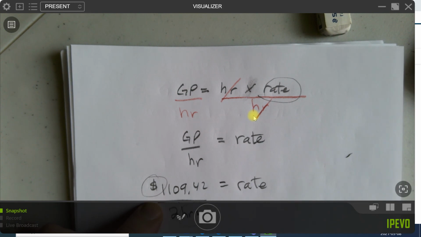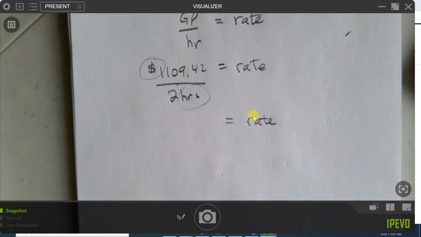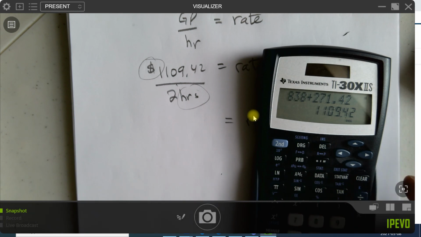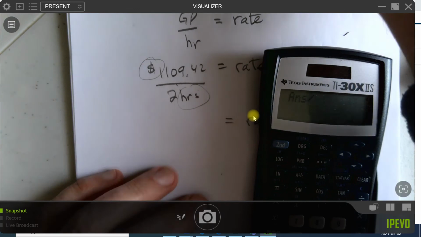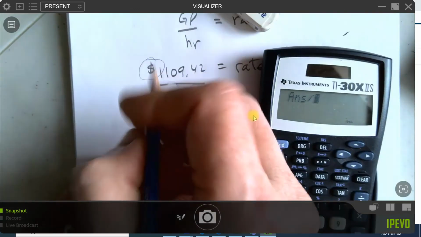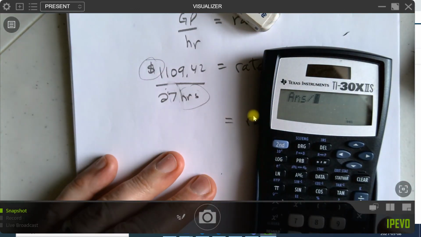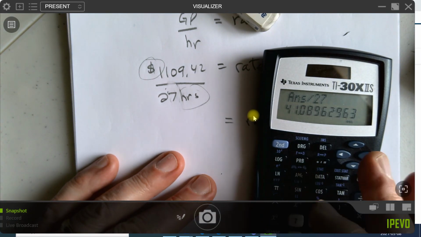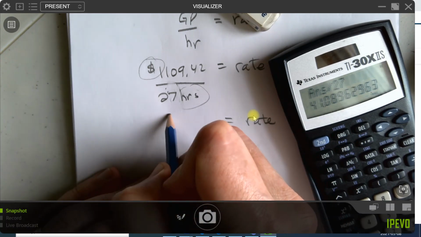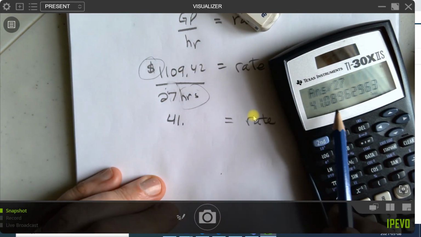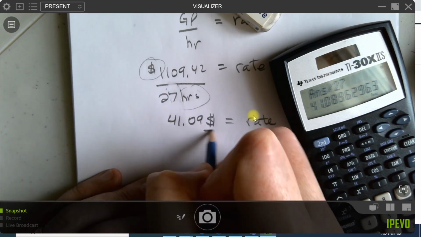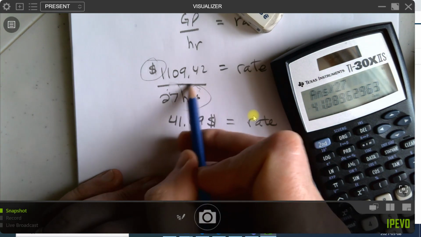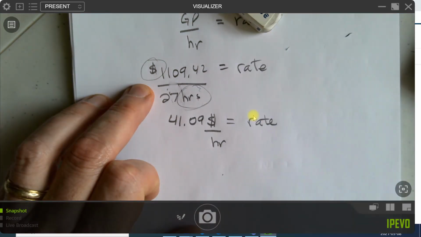So what is our rate of pay equal to? Well, it would be 1,109.42 divided by, sorry, it was 27 hours. Divided by 27 gives me $41, and I'm going to round, so 0.08 turns to 0.09, $0.09 per hour. Remember those are my units. Dollars on top, hours on the bottom.